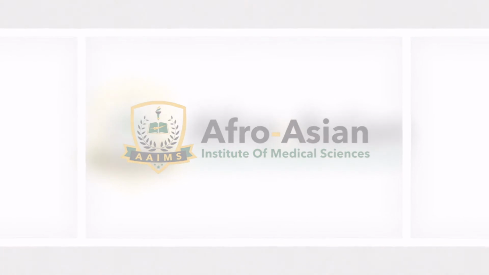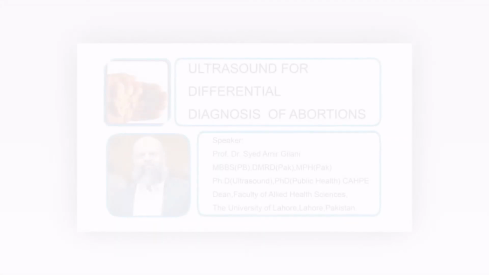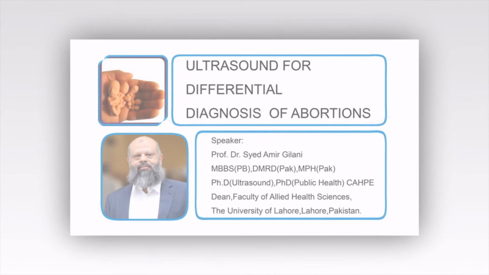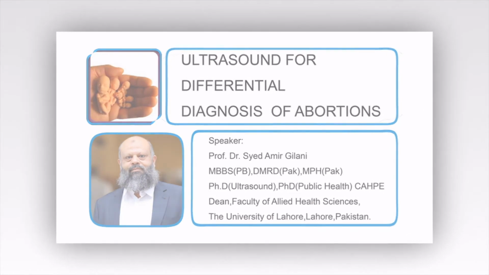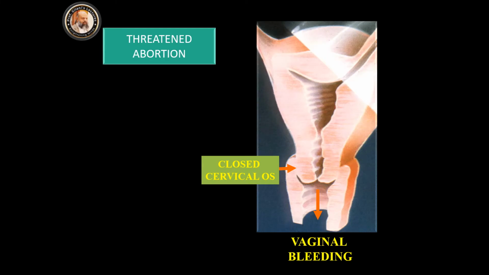The topic of today's discussion is ultrasound for differential diagnosis of abortion. The first abortion which we are going to discuss is threatened abortion, in which we find a closed cervical os.